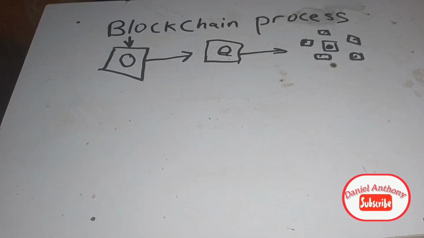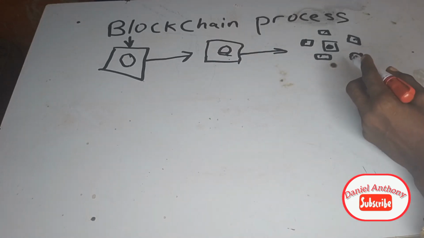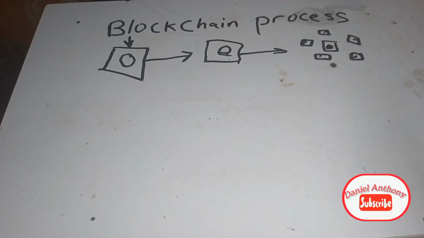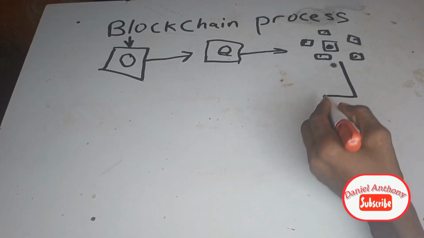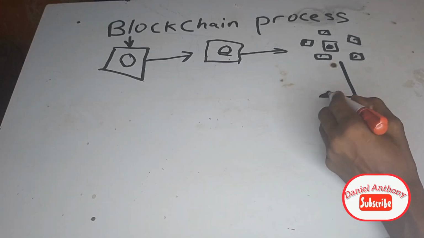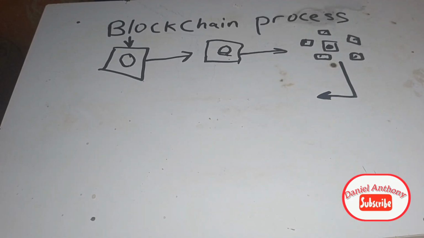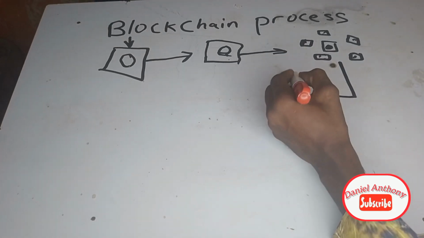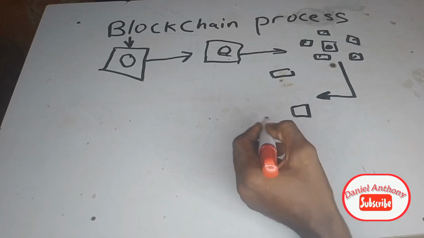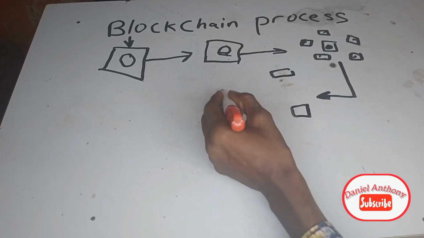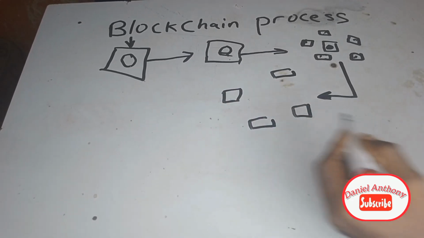Okay, so as soon as the nodes verify that the transaction is legit, they now send it to the next stage where verification will be confirmed, where all of the nodes will now accept that the transaction or the data sent is legit.